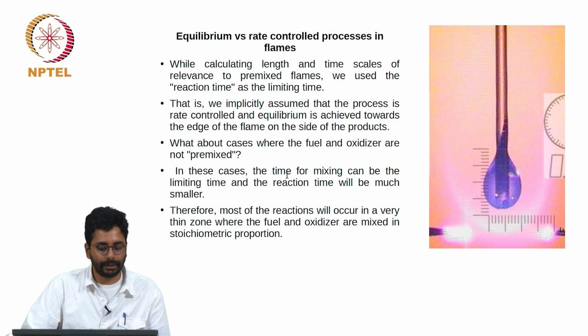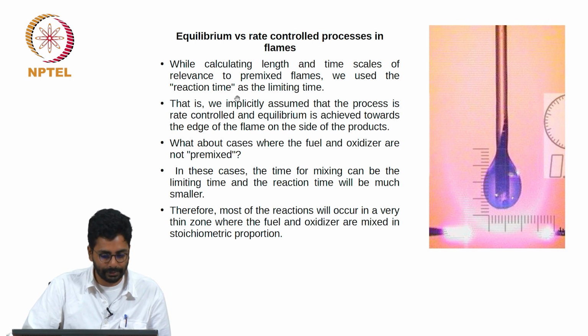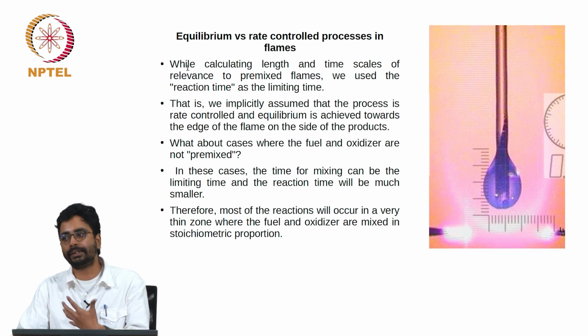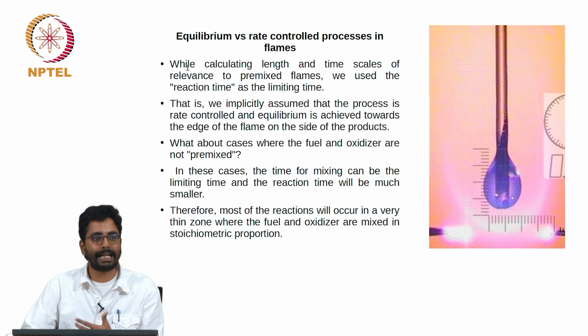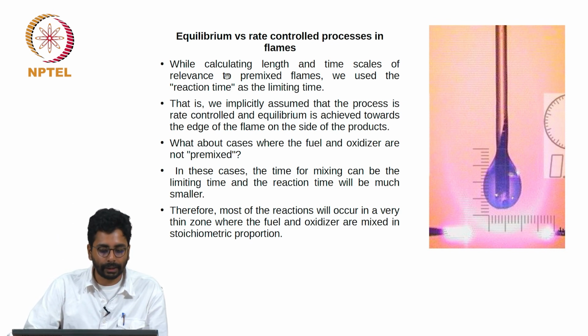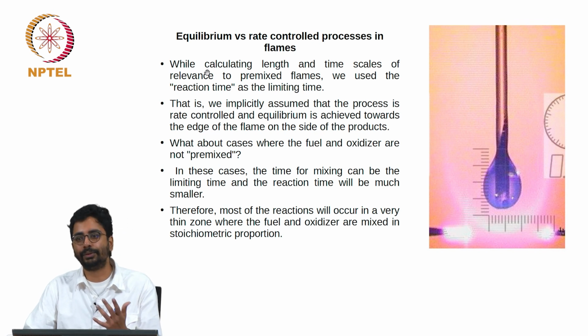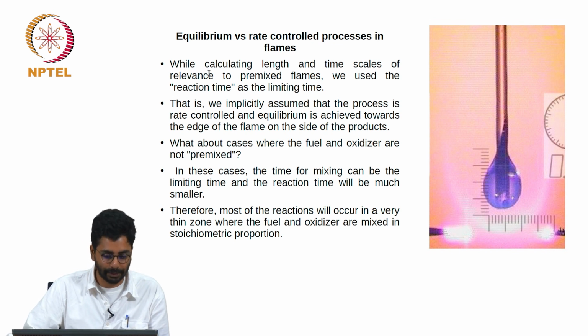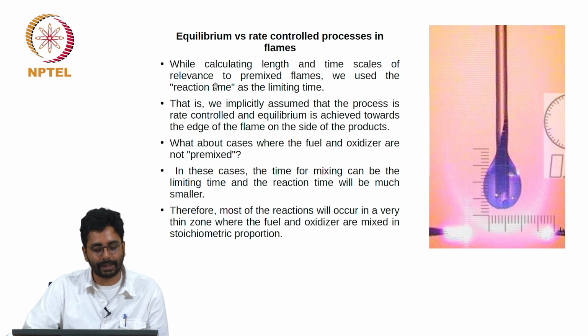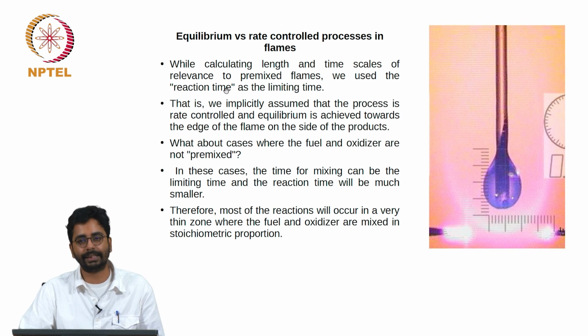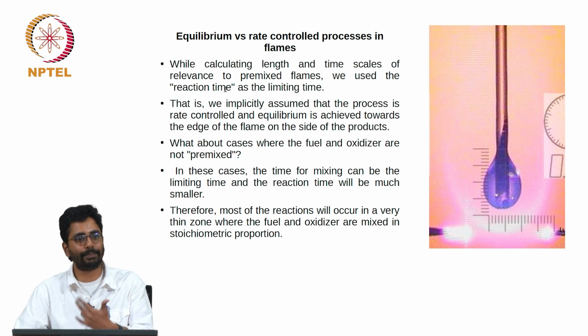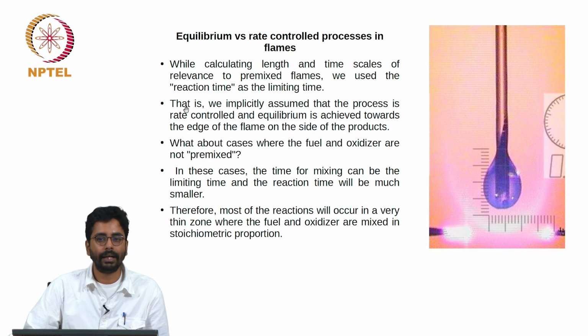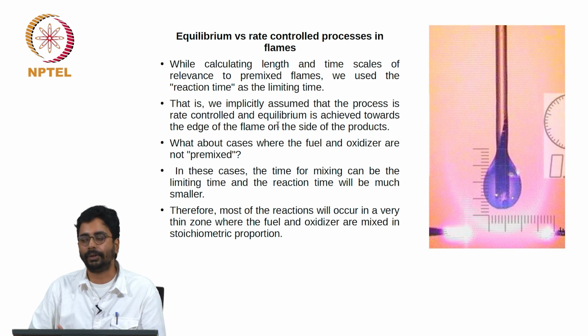I will go through it just to make sure that I have conveyed all the points. I conveniently chose a premixed flame where the reaction rate is controlling to calculate the length scales to justify the continuum assumption and the assumption of thermodynamic equilibrium. While calculating length and time scales of relevance to premixed flames, we use the reaction time as a limiting time. I picked an example where the reaction time is the limiting time. That is, we implicitly assume that the process is rate controlled and equilibrium is achieved towards the edge of the flame on the side of the products.